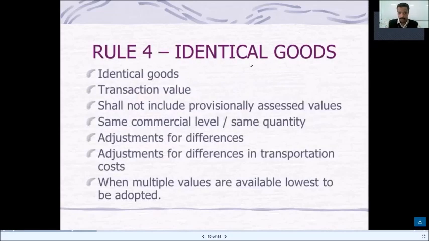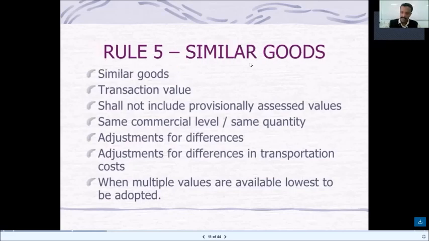Rule 4, identical goods. The transaction value shall not include provisionally assessed values, same commercial level, same quantity, adjustments for differences, adjustments for differences in transportation cost. When multiple values are available, the lowest value of the identical goods is to be adopted. Rule 5. So Rule 3, transaction value. Rule 4, identical goods. Rule 5, similar kind of goods. They are not identical, but they are similar. The lowest price will be adopted.